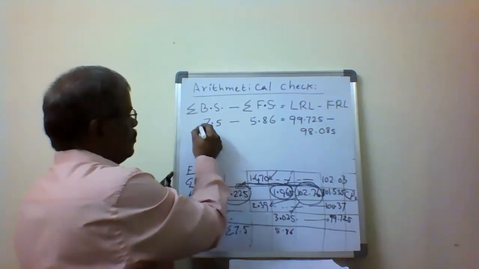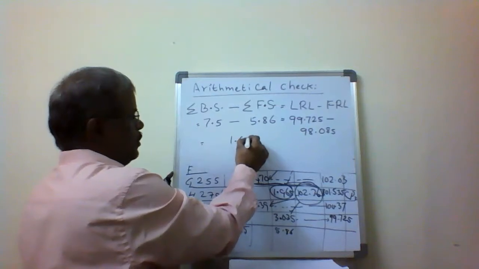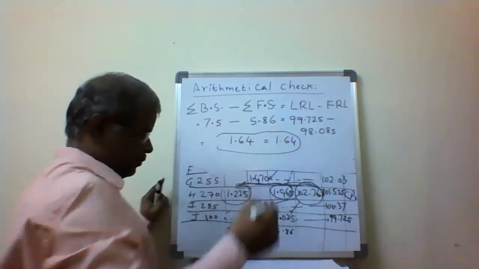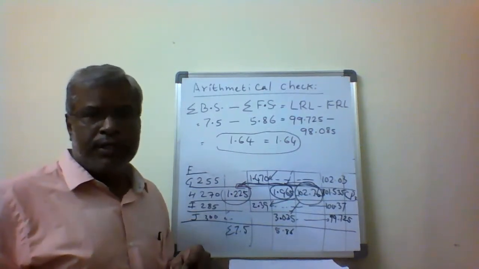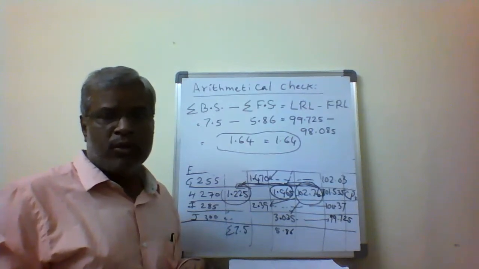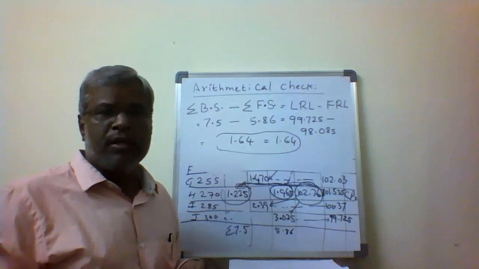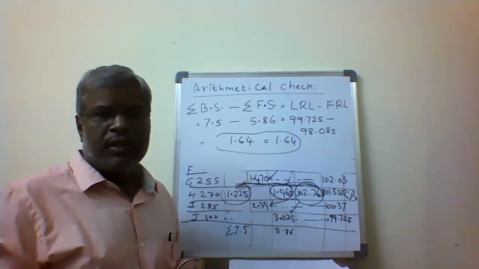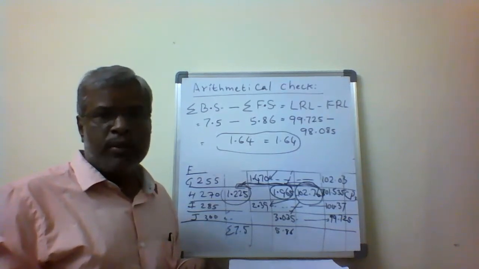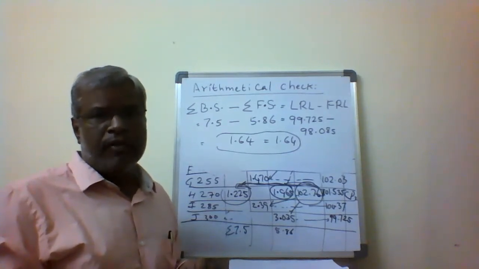So this value is 1.64. This value also is 1.64. So we are able to get the same value. That is, we verified that sigma BS minus sigma FS equals last reduced level minus first reduced level, it is matching. Then whatever elevations or reduced levels we calculated are right. If it is not balancing, it is not going to satisfy the equation. Then somewhere we made a mistake while calculating the height of the instrument, or otherwise while calculating the elevations of the points.